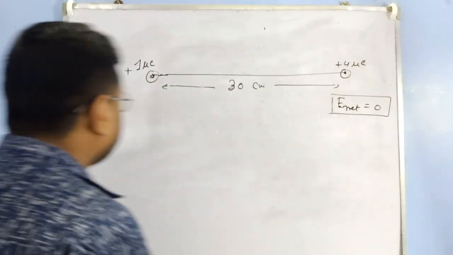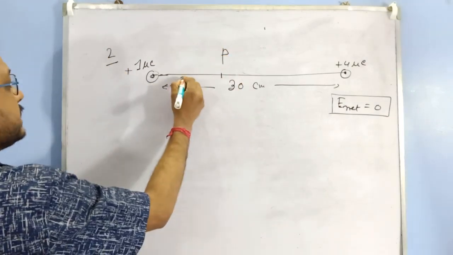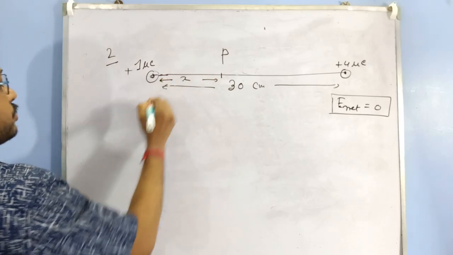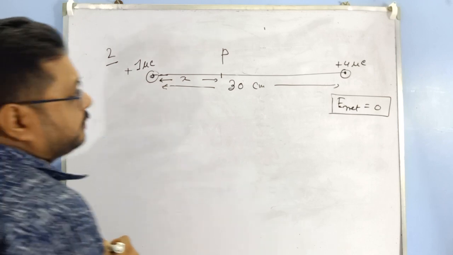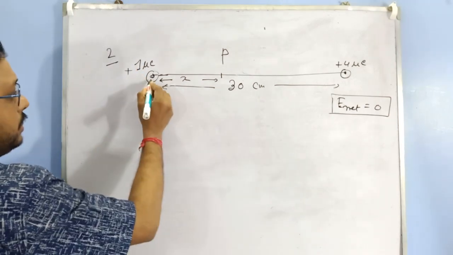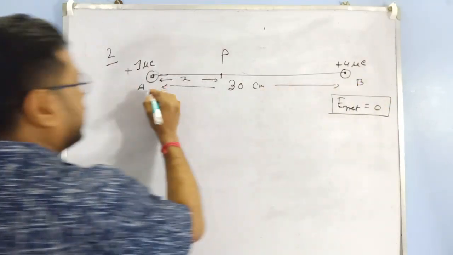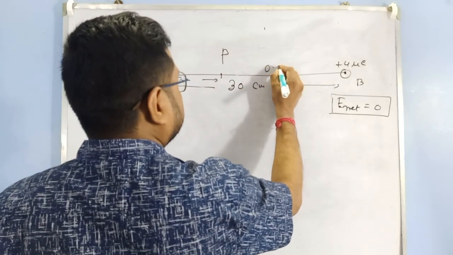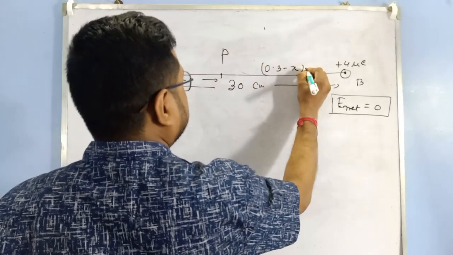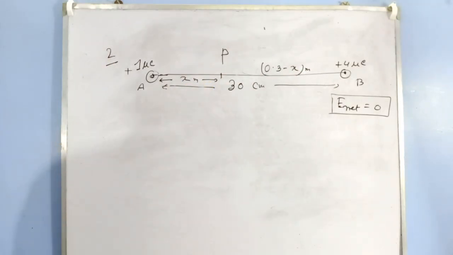So, let us assume that at the point P, which is at a distance x from the plus 1 microcoulomb charge, the resultant electric field will be 0. If this is A and this point is B, the distance AP is x, so this is 0.3 minus x. We can say it in meters, and this is in centimeters, you understand it very easily, 0.3.